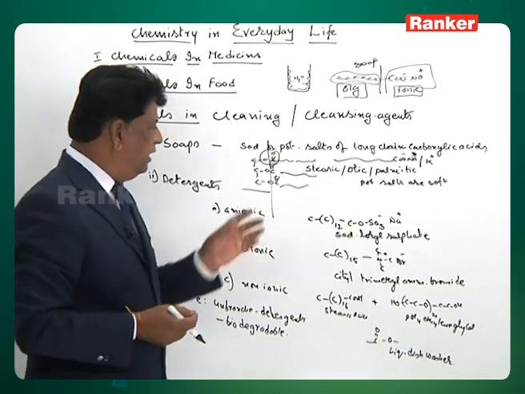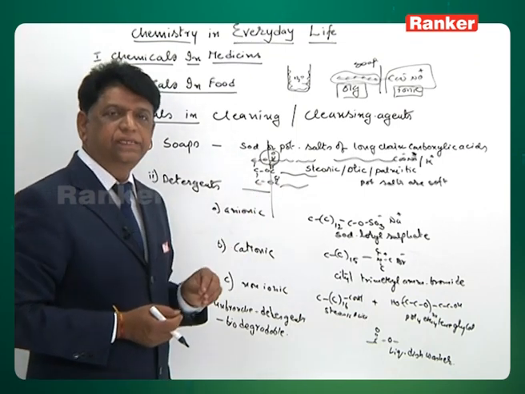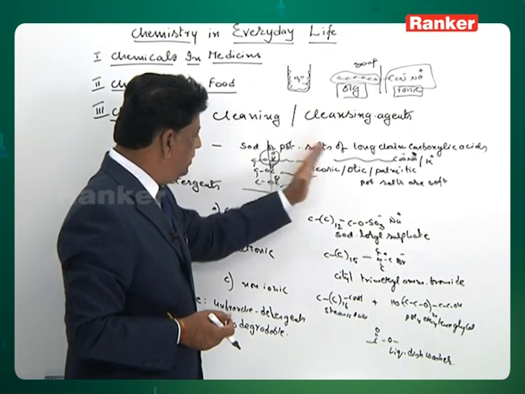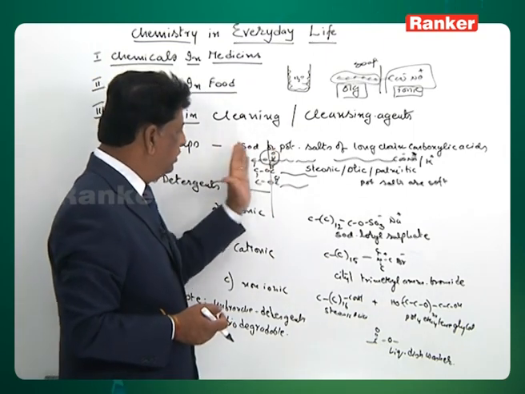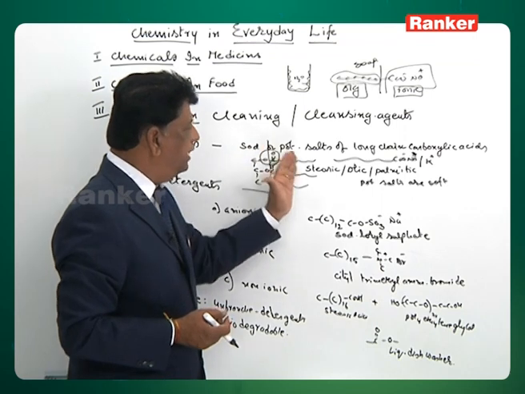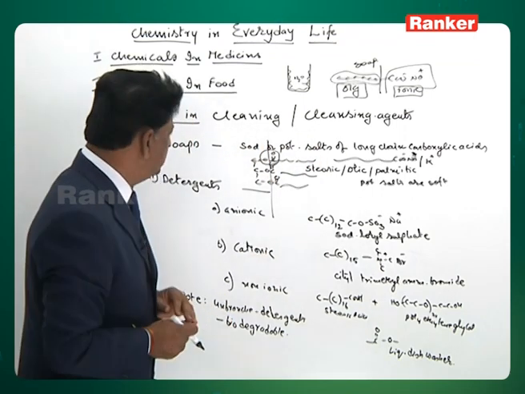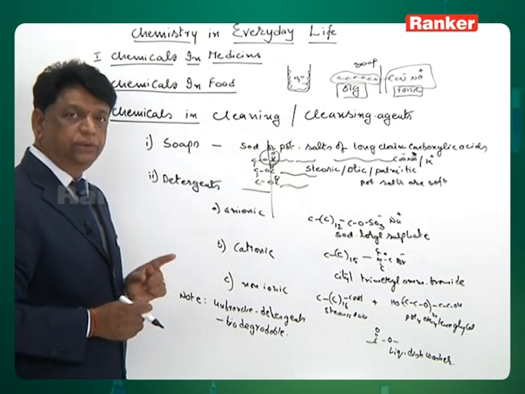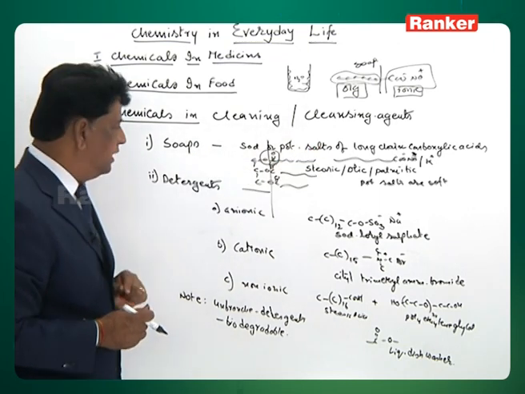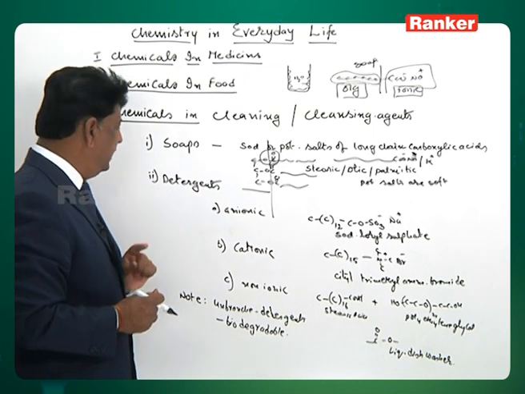That is called saponification of an oil. You will get soap from this side, and glycerol will be produced. So this RCOO-Na acts as a soap. Soaps are nothing but the sodium or potassium salts of long chain carboxylic acids. They work as cleaning agents.